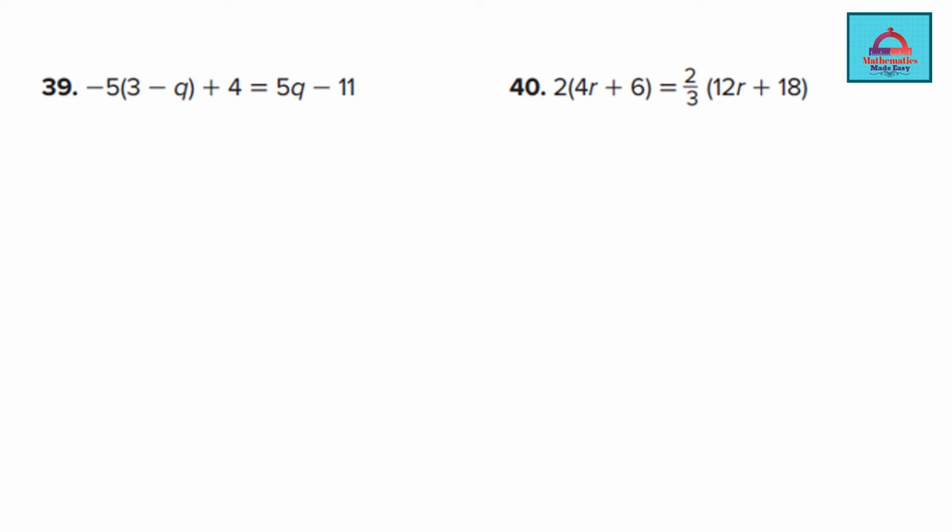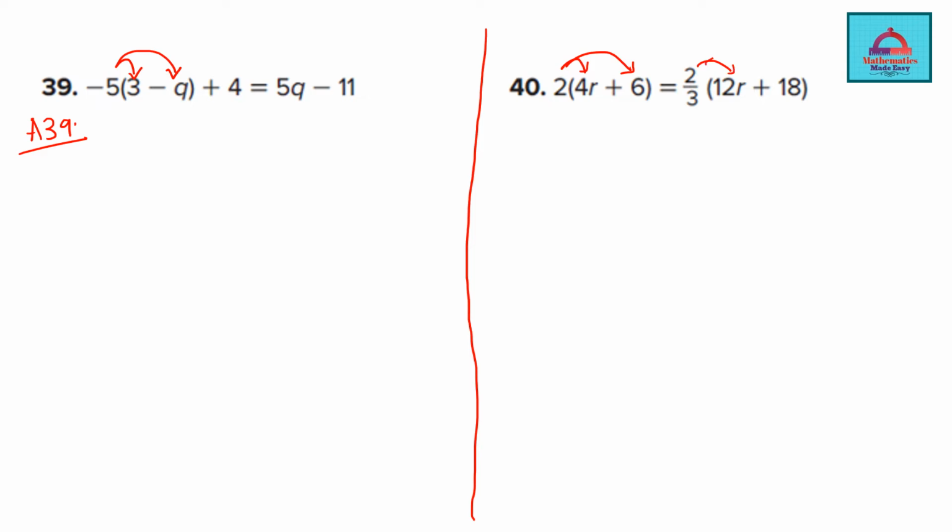Okay, let's solve these two questions now. For question 39, we are going to solve it on the left side of the screen and 40 on the right side. Here you see brackets. Brackets mean distributive, you are going to distribute. Here also you see brackets, so you are going to distribute. Quite obvious. So what do you get when you distribute?